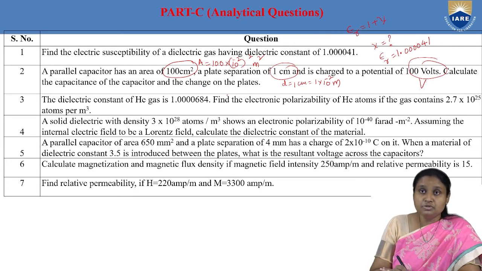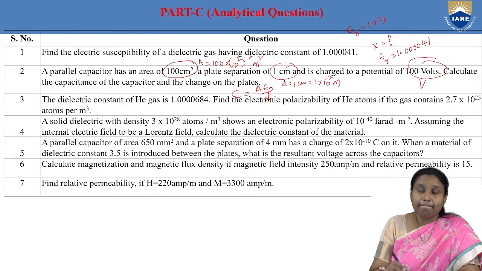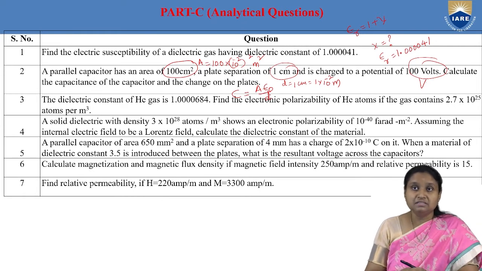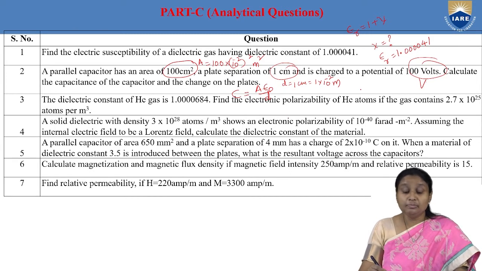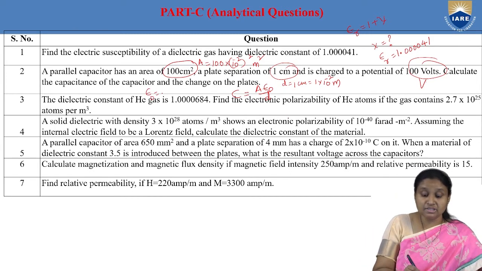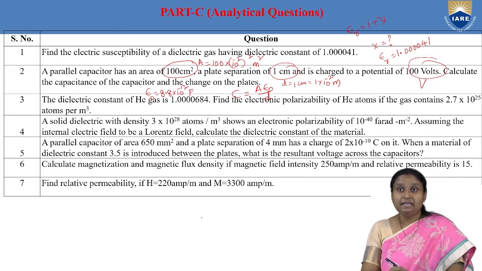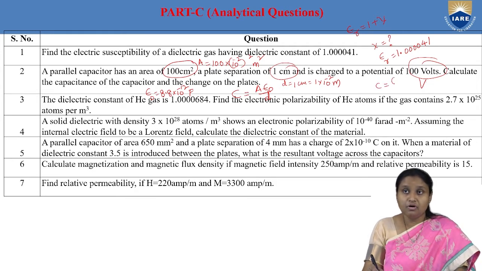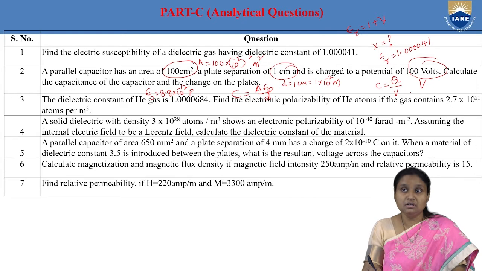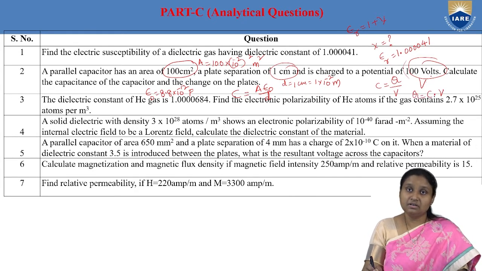Here I am going to make use of the formula: capacitance is given as A epsilon naught by d. So this is the value of capacitance. Epsilon naught is the permittivity of free space, whose value is 8.8 into 10 power of minus 12 farads per meter. Next, how to find charge? Using the formula capacitance equals charge per potential, charge is capacitance into potential. The potential value is given as 100 volts.